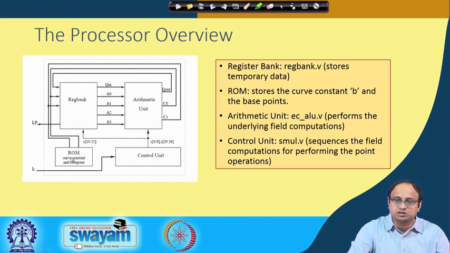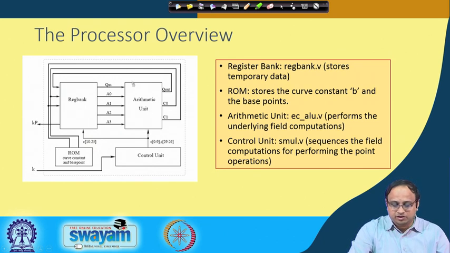So a is equal to 1 in this curve, but b has a non-trivial value which is stored in the ROM. This data is sometimes passed to the register bank, or the register bank also takes data from the arithmetic unit. That means the arithmetic unit performs some computations and then stores the result back to the register bank. When the arithmetic unit requires some data, it looks into the register bank, that is the scratch pad, and from there it gets temporary results to do further computations.